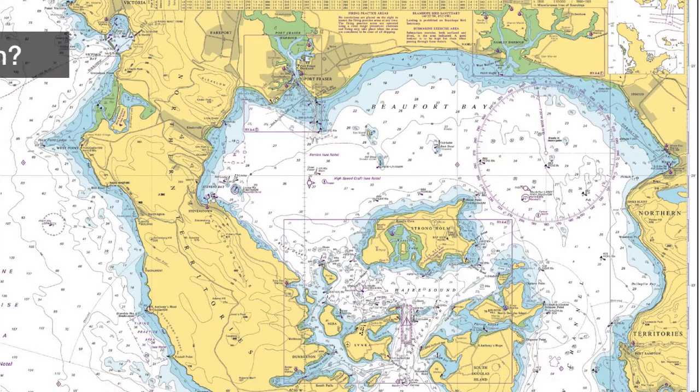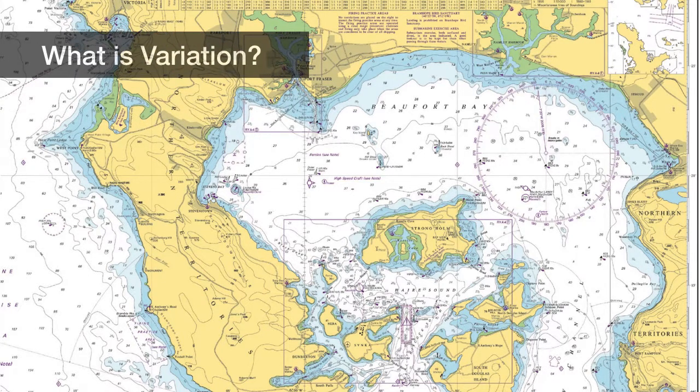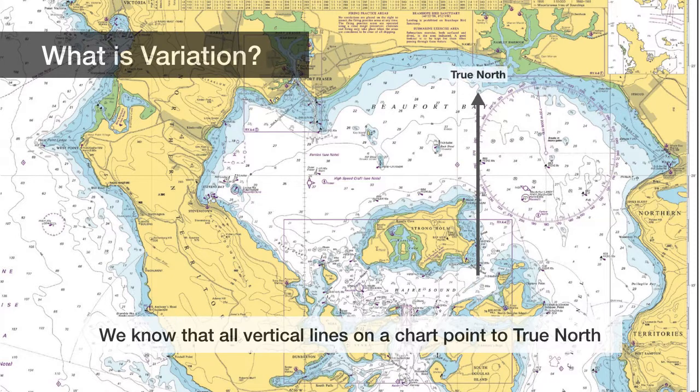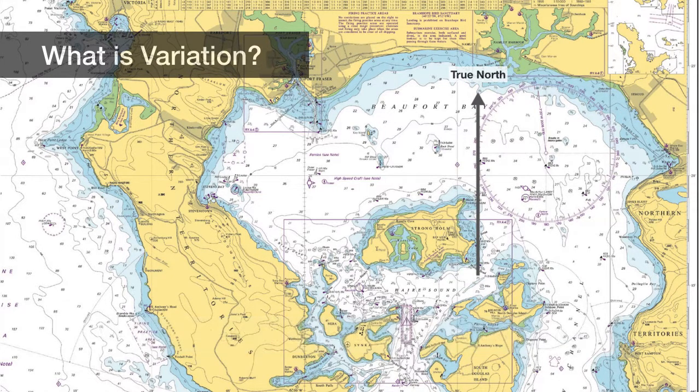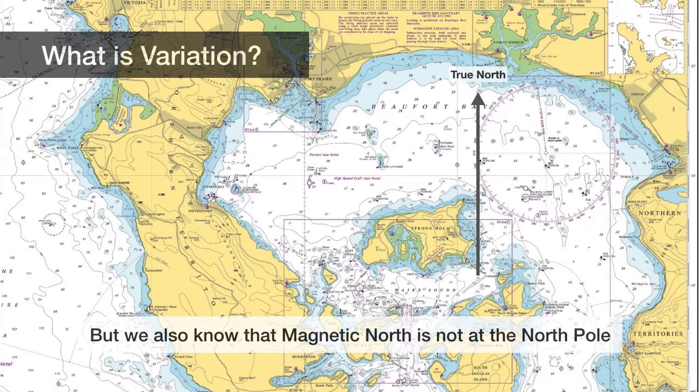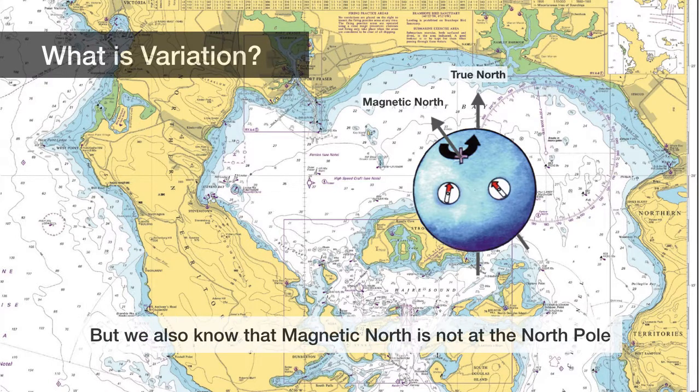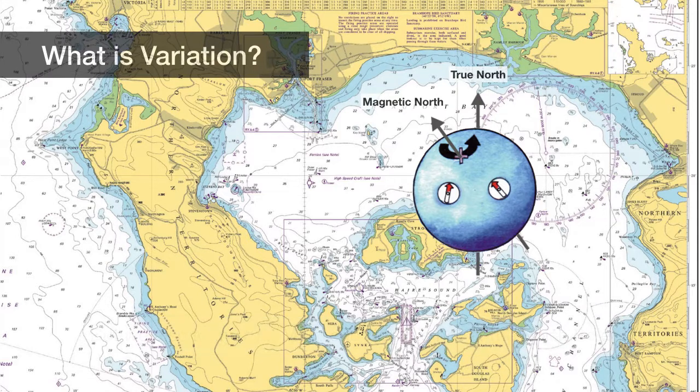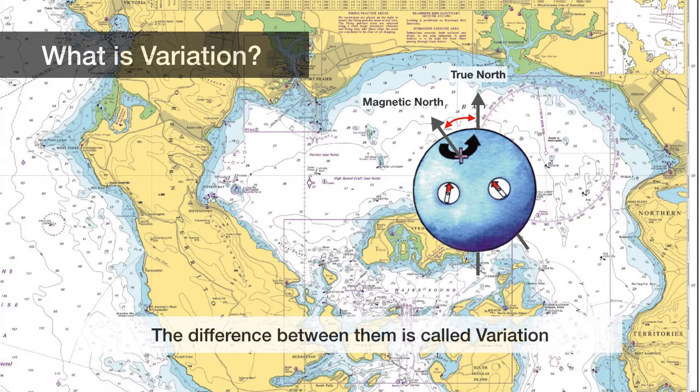So, what is variation? Well, we know that all vertical lines on the chart point to true north. But we also know the magnetic north is not at the North Pole. In fact, it's moving. The difference between them is called variation.